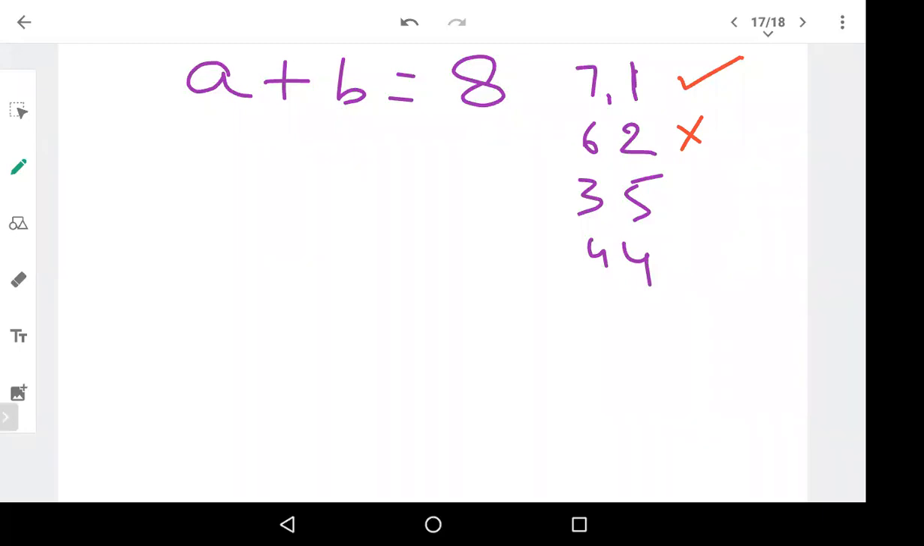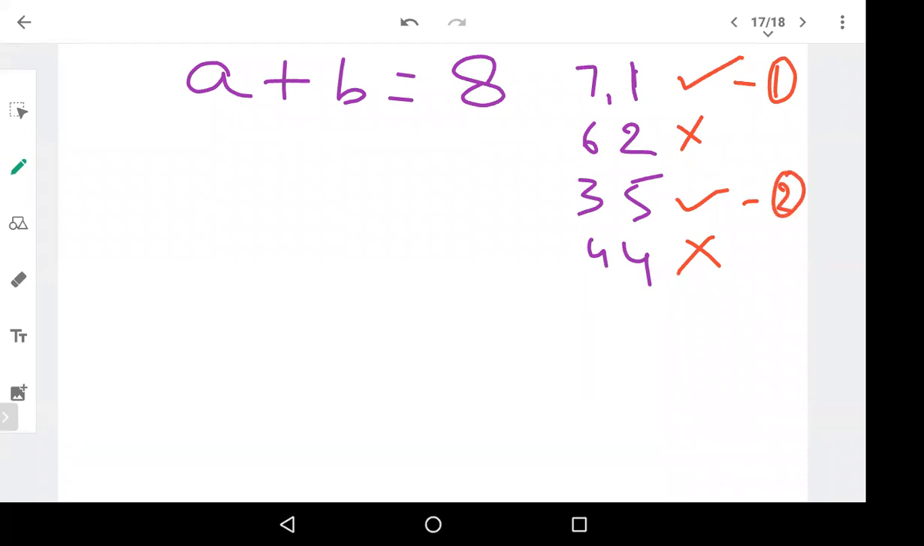Then coming to 3 and 5. 3 is also a prime number, 5 is also a prime number. So we have another option. Then 4 and 4. Is 4 a prime number? No. Very good. So I have come down with the options. I can only go with these 2 options.